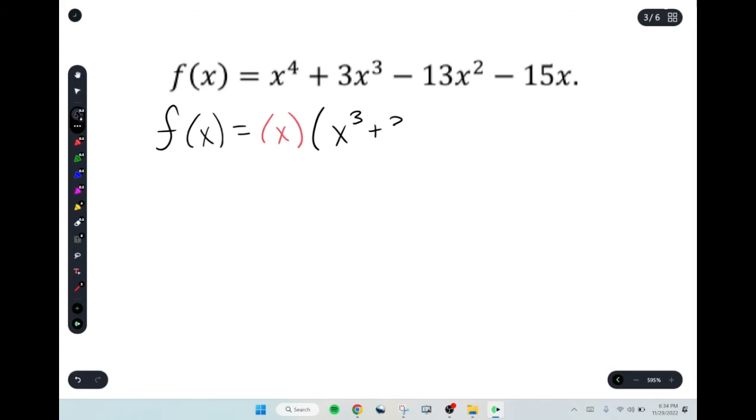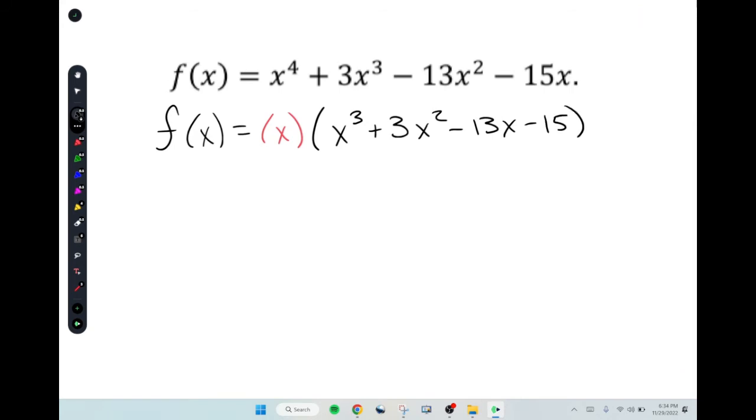You get x cubed, 3x squared, 13x, 15. Oh, well, can we group that? Can we group that thing? Or not there. Whoops. Still no. Rats. It'd be cool if we could.